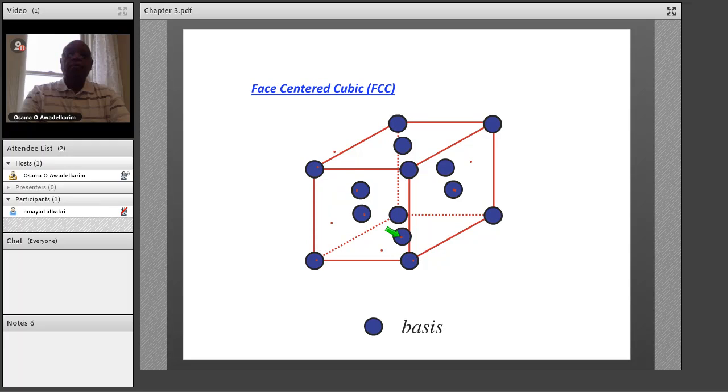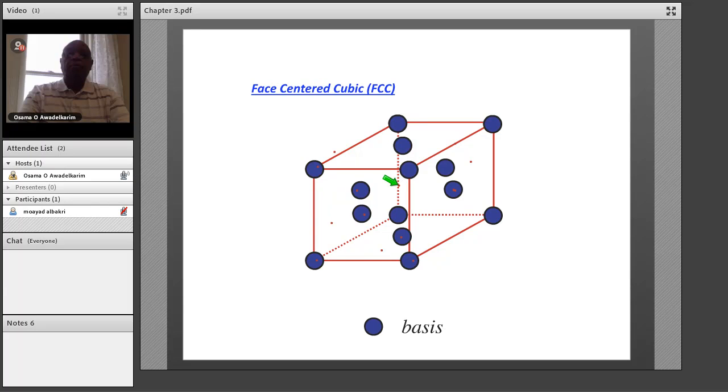We have no atom at the center of the cube, but we have an atom at each center of the 6 faces of the cube. So that's again another unit cell which has a cubic unit cell, but the lattice points or the bases are at all corners and at the faces of this cube.